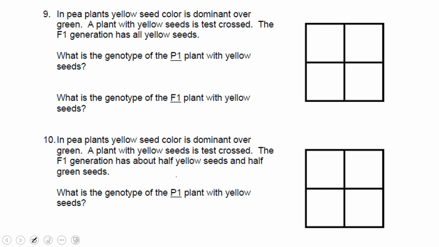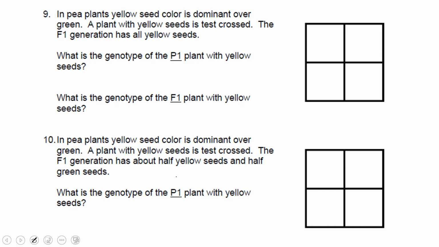Yellow seed color is dominant to green. We're going to test cross a yellow plant. Remember, anytime you see test cross, that means one of your parents automatically is going to be recessive. The F1 generation has all yellow seeds. What is the genotype of the yellow seeds?